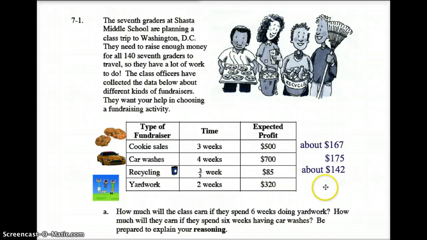And then finally, you do the 320 divided by 2 weeks, and many of you should be able to do it in your head, is $160. Okay? So I want you to remember these rates. Well, here, let's just talk about it right now.